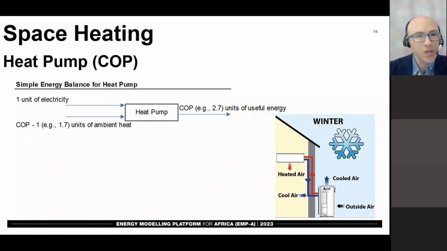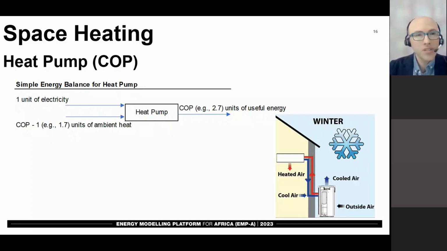For example, here, this is the balance for a heat pump. For 1 unit of electricity consumed, when having a COP, coefficient of performance, for example, equal to 2.7, we will transfer COP minus 1, so 1.7 units of ambient heat to the house, and we will have for 1 unit of final energy consumption 2.7 units of useful energy, and it is highly efficient.